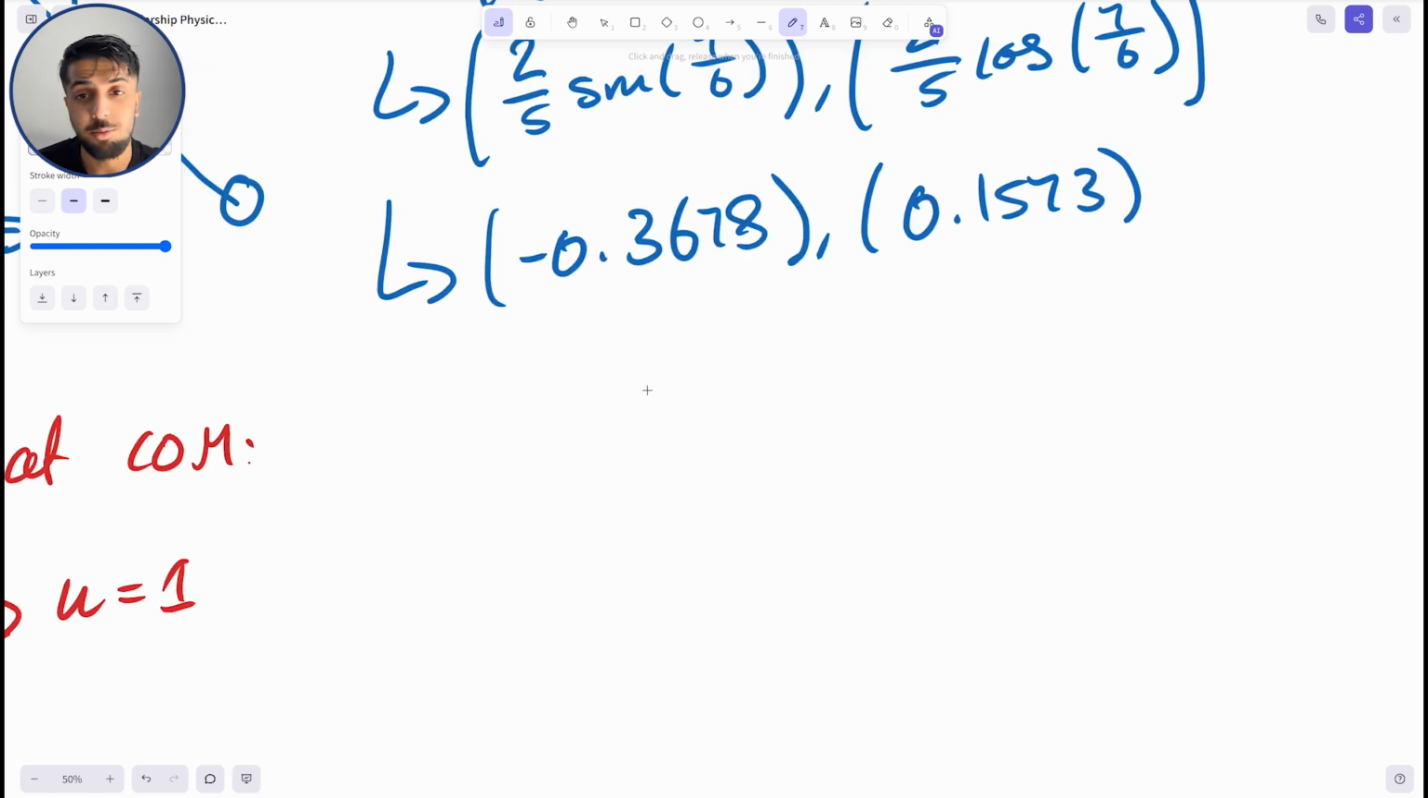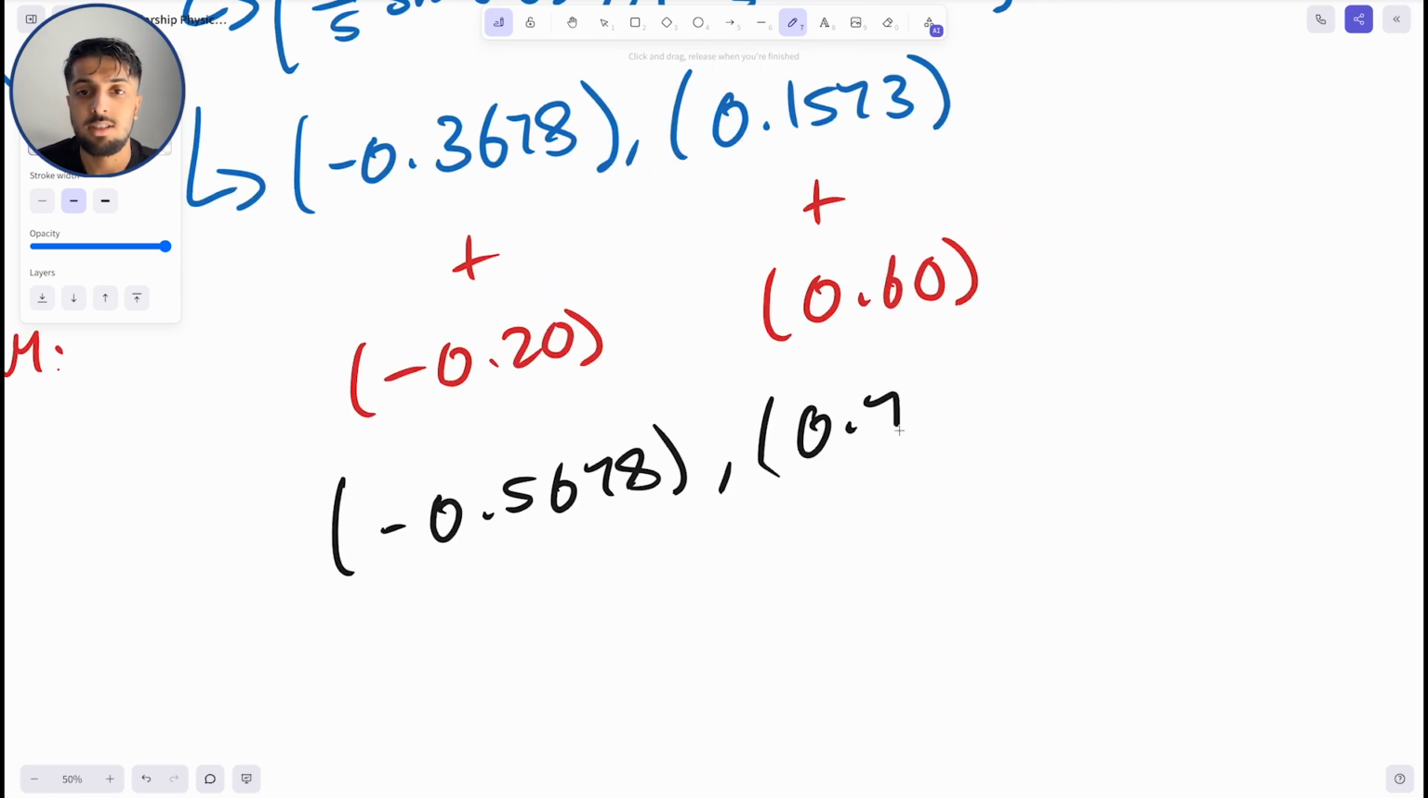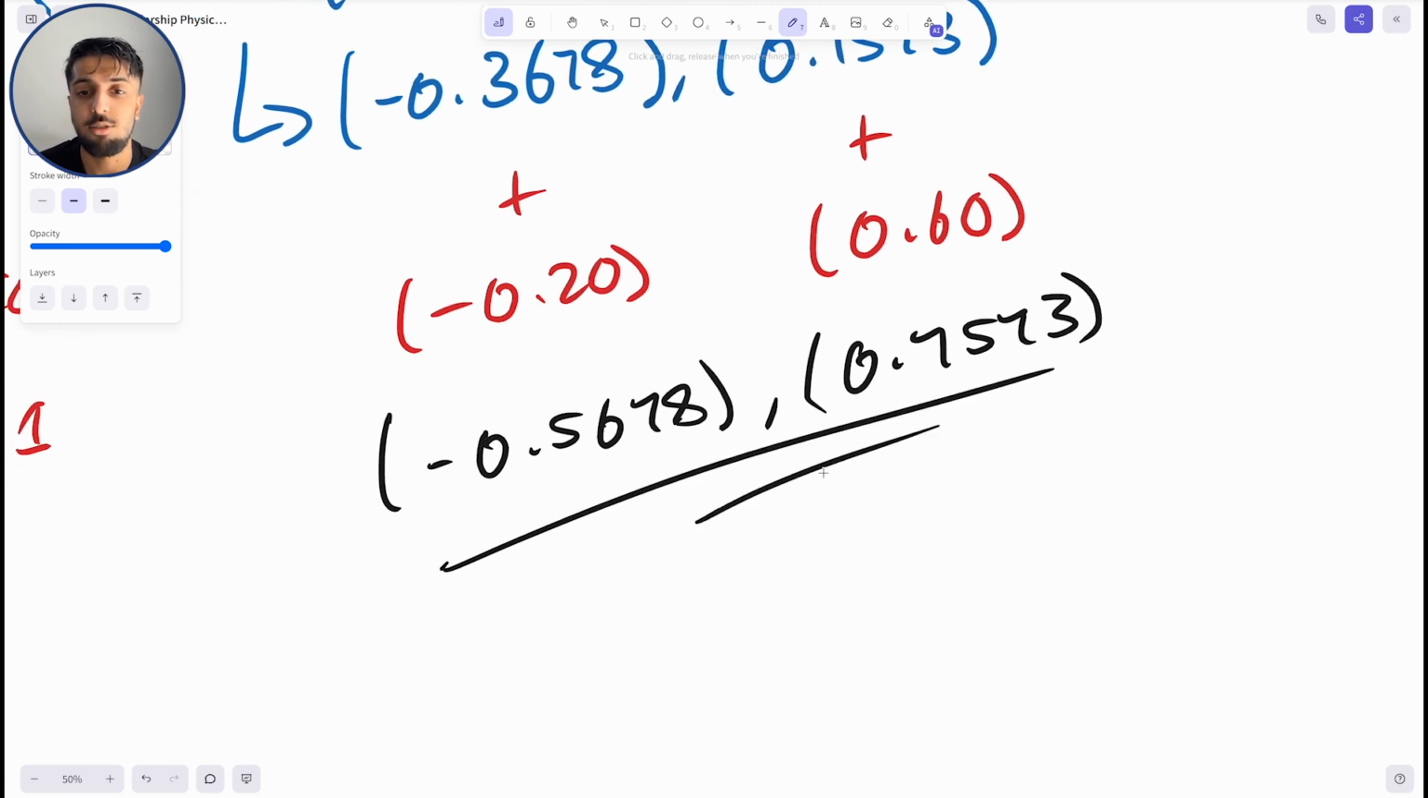And now we can add those new coordinates to these coordinates right here to get the final coordinates of masses m2 and m4. So we can add our negative 0.2 and then add our 0.6, and we get coordinates of negative 0.5678 and negative 7573. And that is our final answer.